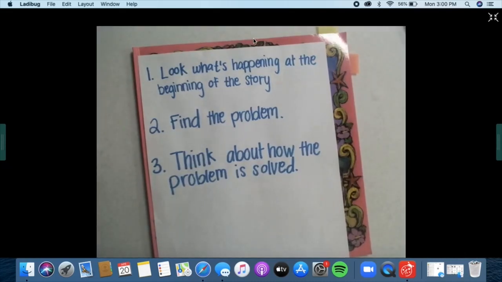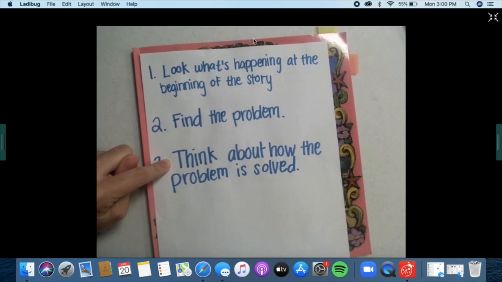So we've been practicing paying attention to the beginning, middle, and end of a story and noticing how they build upon one another. And we are going to be repeating that same process today with another book. When doing this work, remember that readers first look at what's happening at the beginning of the story. Then readers find the problem, and finally, we think about how the problem is solved.